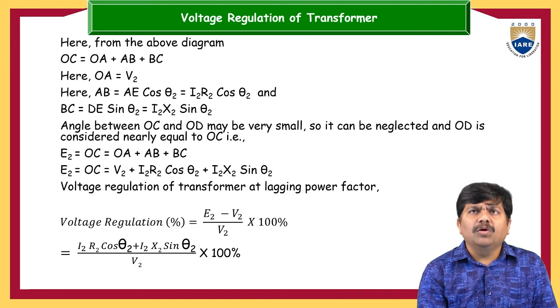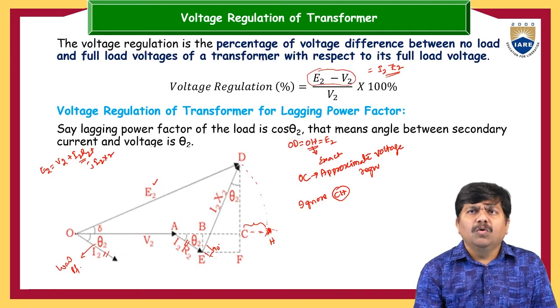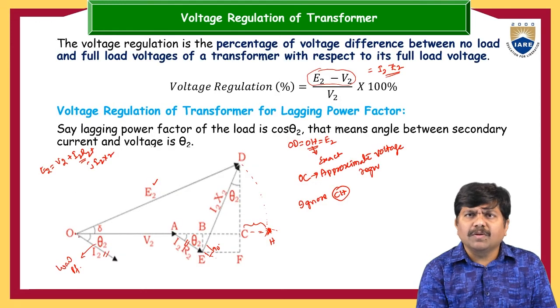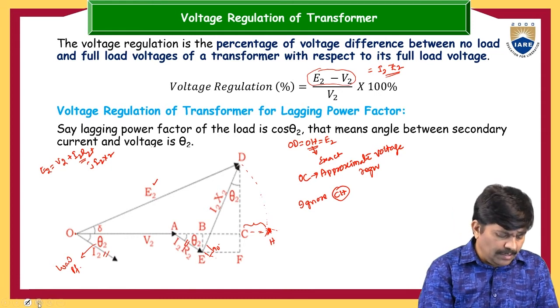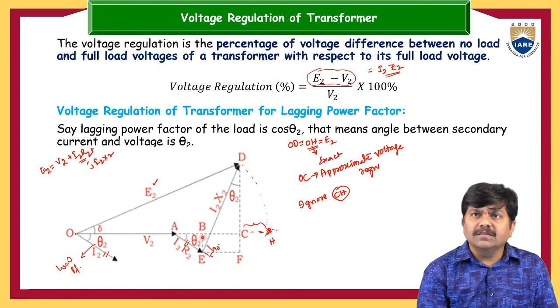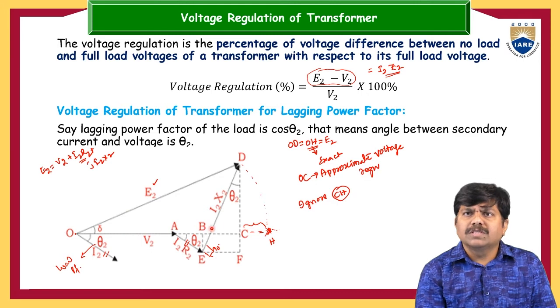Here from the above diagram, what happens, O to C is nothing but our E2 now. So approximately OC is nothing but E2. This is the sum of O to A plus A to B plus B to C. So we can explain it like this. We require O to C up to now. So O to C is nothing but O to A as one segment, A to B as another segment, and B to C as another segment.